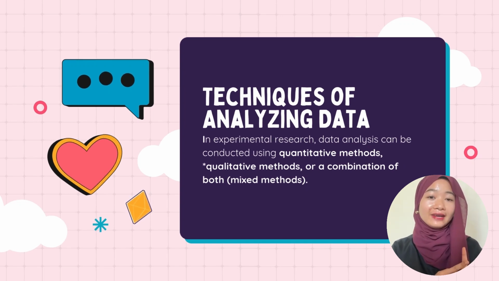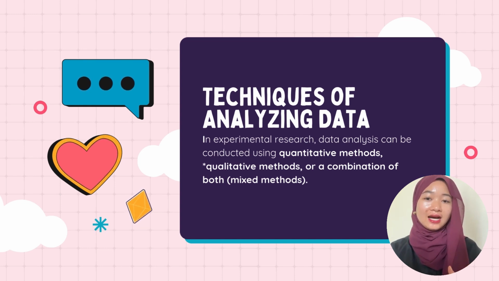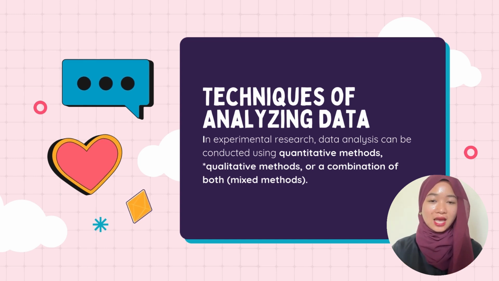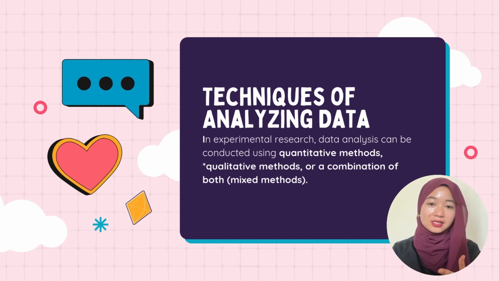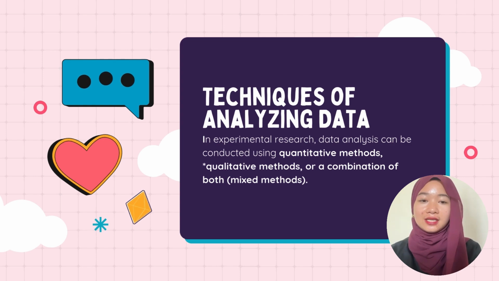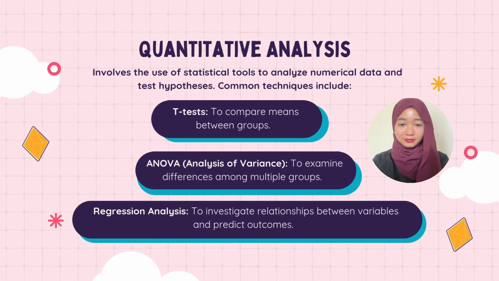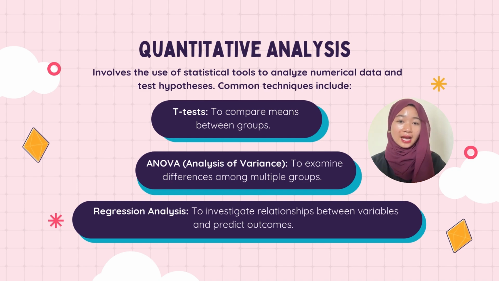So once we have collected the data, the next step in experimental research is analyzing our study, analyzing it to draw meaningful conclusions. Depending on the type of data we have, we can use quantitative, qualitative, or mixed methods approaches. So let's discuss each in detail. So the first, we have quantitative analysis. This technique focuses on numerical data and uses statistical methods to test hypotheses or relationships between variables.